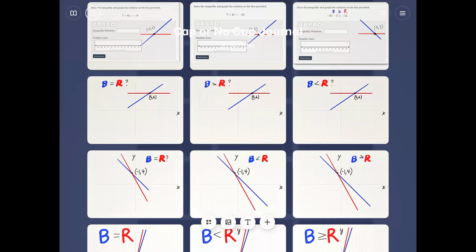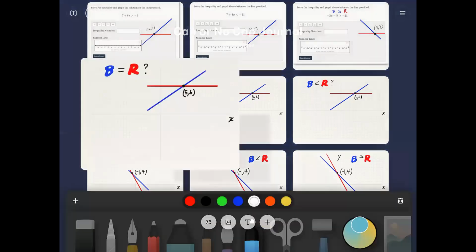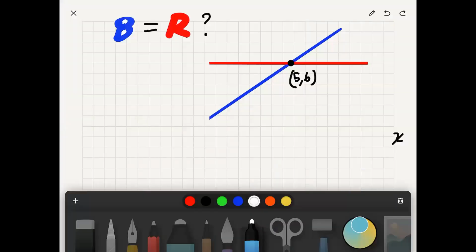Let me go to my iPad. First thing we're going to do is I'm just going to show you a couple examples, and then we're going to do a few Delta Math questions, and I'm going to show you how these all go together.